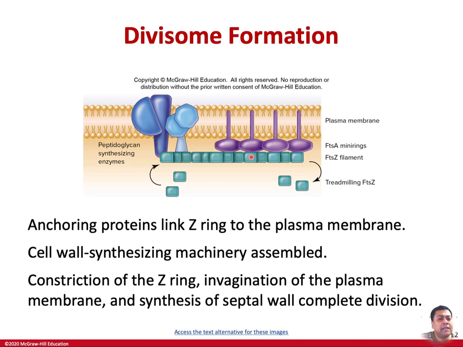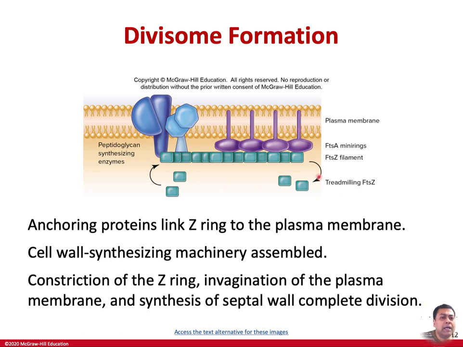As FtsZ is being polymerized from here, one end is depolymerizing, adding the depolymerized subunits to the other polymerizing end. As this happens, it also shortens, and the shortening process will make the septum come together and invaginate into the cell, and that will constrict the plasma membrane and the peptidoglycan to separate them into two different chambers.